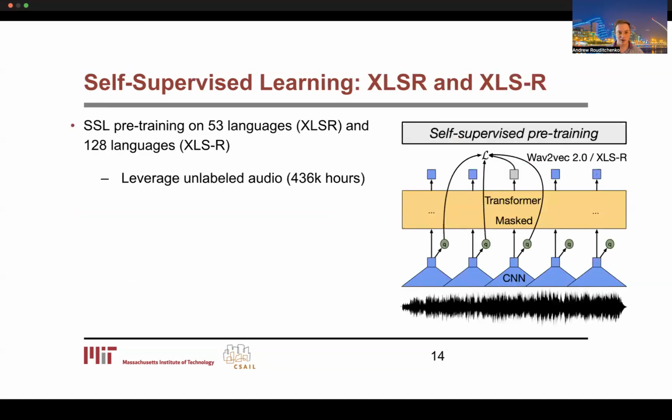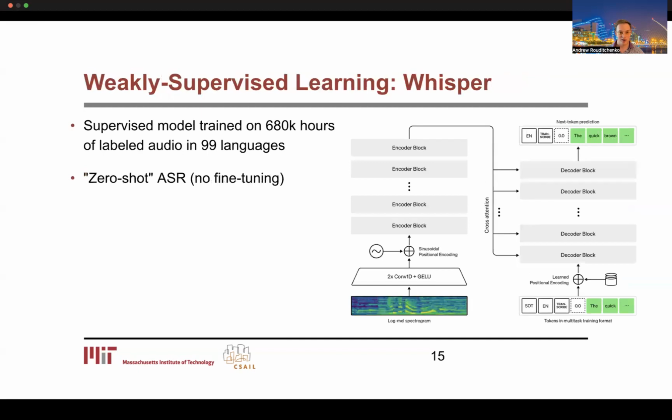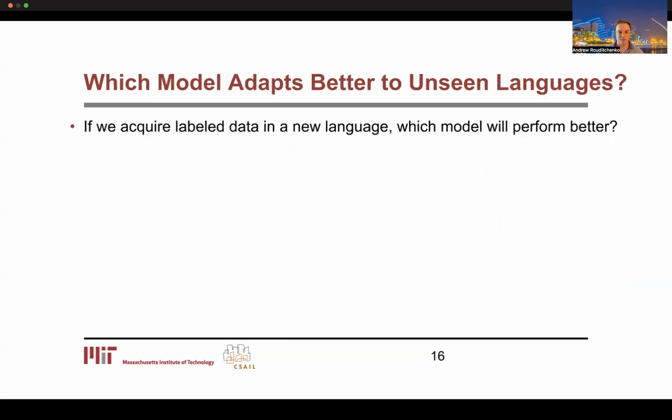For XLSR, the SSL pre-training was done on 53 languages at first, but then it scaled up to 128 languages. And the more recent model leverages 436,000 hours of unlabeled audio. For Whisper, it's a supervised model trained on 680,000 hours of labeled audio in 99 languages, and it can perform zero-shot ASR, which means ASR without fine-tuning on different data sets.